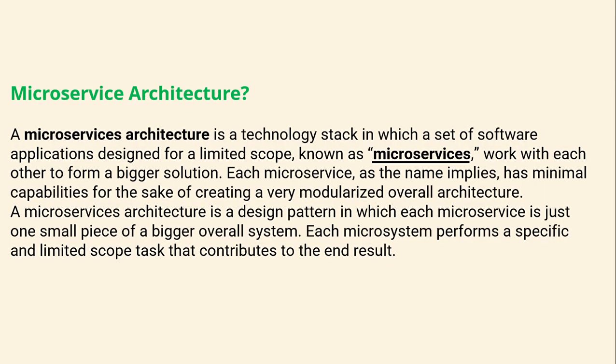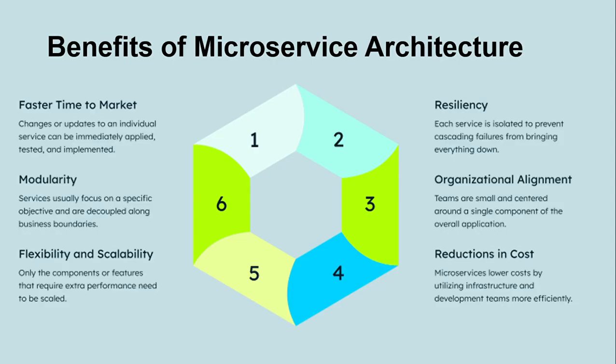So microservice architecture is a technology stack in which a set of software applications designed for limited scope, known as microservice, work with each other to form a bigger solution. Each microservice, as the name implies, has minimal capabilities for the sake of creating a very modularized overall architecture. A microservice architecture is a design pattern in which each microservice is just one small piece of a bigger overall system. Each microservice performs a specific and limited scope task that contributes to the end result.